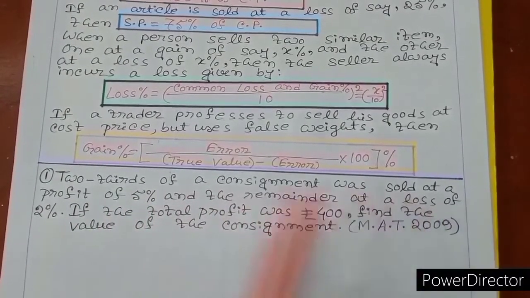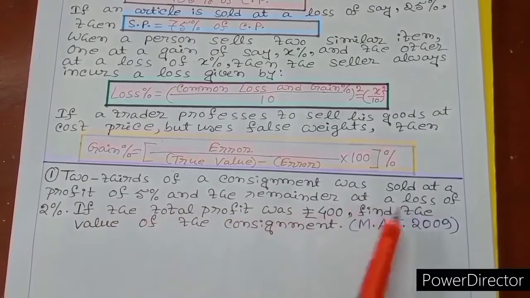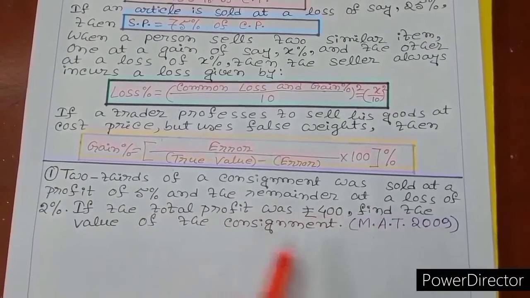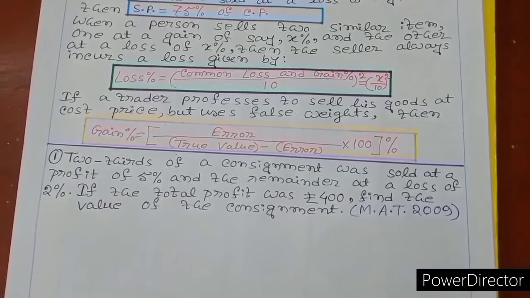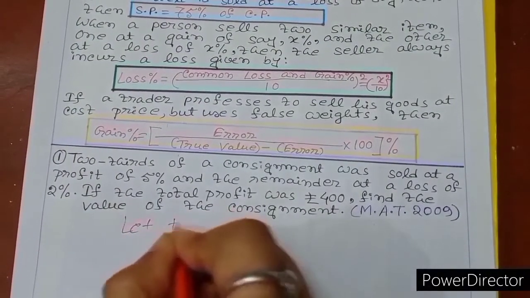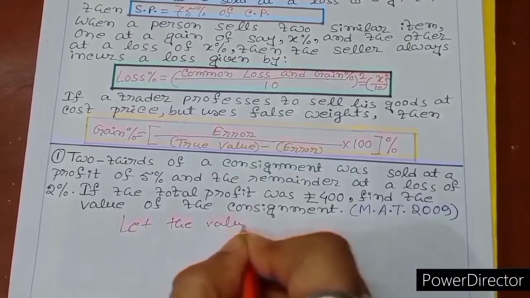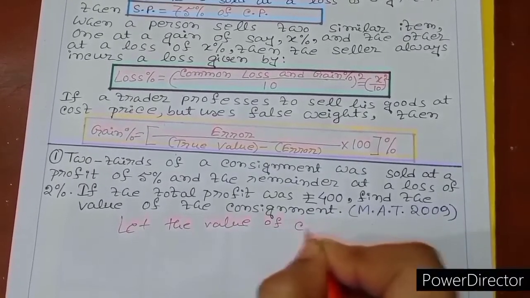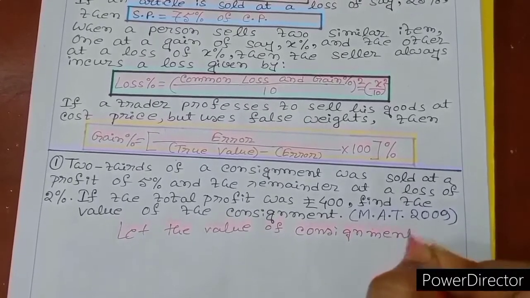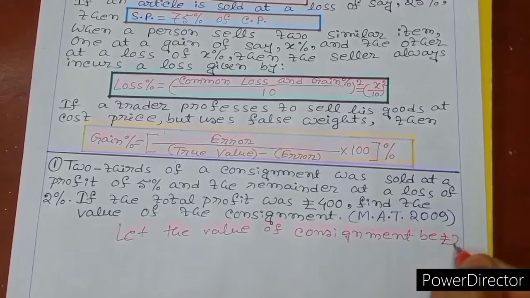So first question. 2/3 of a consignment was sold at a profit of 5% and the remainder at a loss of 2%. If the total profit was 400, find the value of the consignment. 2/3 of a consignment was sold at a profit of 5%. Let the value of consignment be X.